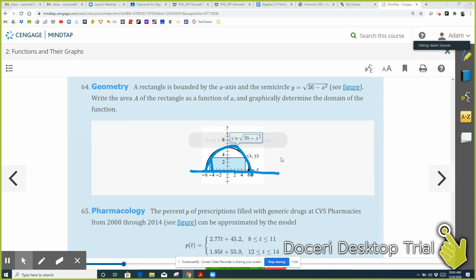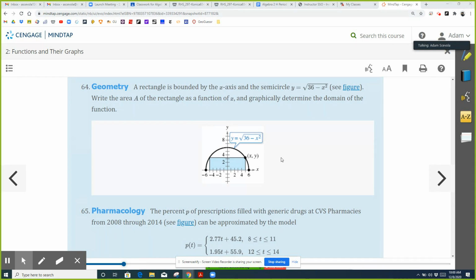So the rectangle could look like how it is in the picture, but it could also look like this. It could also look like this. It could also look like this. An infinite amount of ways it could look, as long as its vertices lie on the semicircle and the x-axis. So the picture just gives you one representation of how it would look. All right, so we need to find the area.